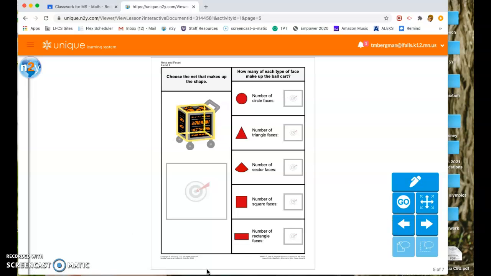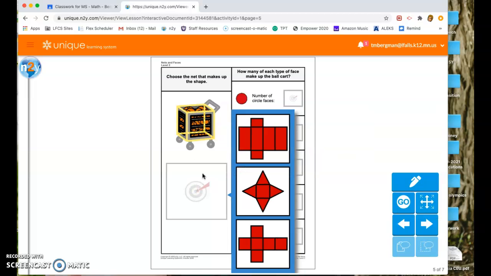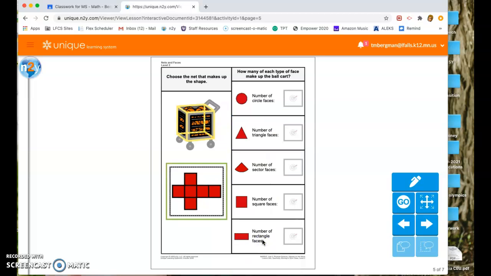Okay, your assignment might look like this. Choose the net that makes up the shape. Well, we already looked at this ball cart, so what shape belongs here? If we were to undo all these edges, what would it look like? Would it look like rectangles? Would it look like triangles and a square, or all squares? We'll make all squares. Okay, then we're going to type these numbers in this time.